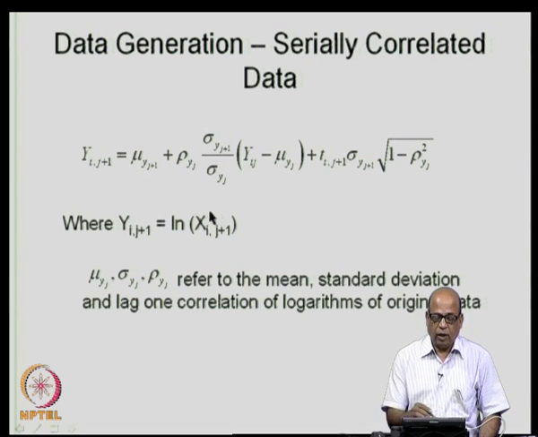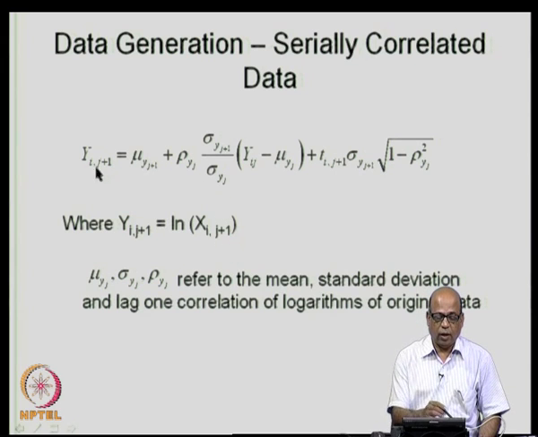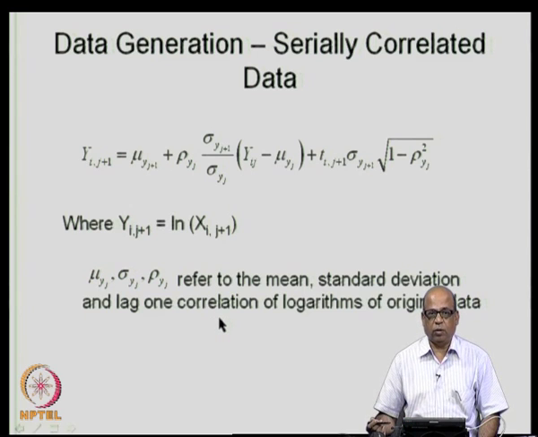In which case, we write the same model, exactly the same model, but in terms of the logarithms of the flows. So, we use the transformation y i j plus 1 is equal to logarithm of x i j plus 1. Simply convert the flows into logarithms and then write the same model in terms of the logarithms of the flow. Remember here mu y j plus 1 is with respect to the logarithm. So, all these moments here, mu y j, sigma y j and rho y j, refer respectively to the mean, standard deviation and lag 1 correlation of logarithms of the original data.